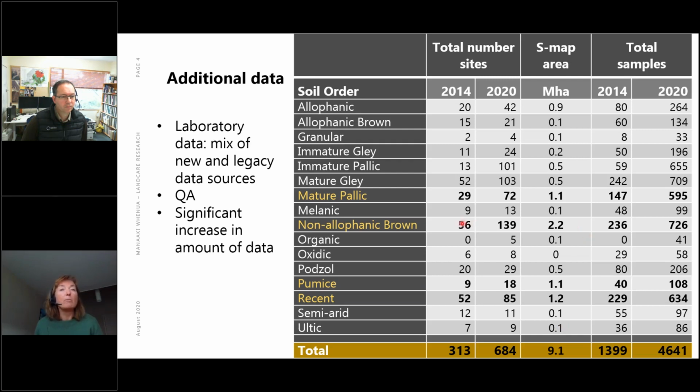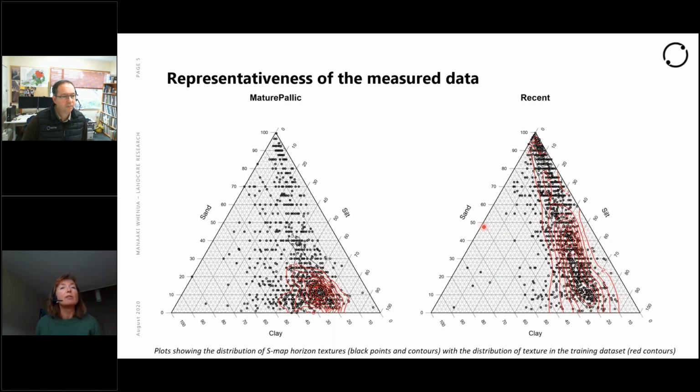And so we've doubled and tripled the amount of information in the browns and the palex, also in the recents and the pumices. But note that the pumices do have a smaller number of sites, and so the data is less representative of the pumices, but of the browns and some of these other soils, there's really good representation.